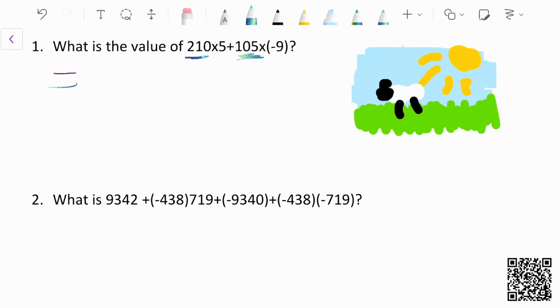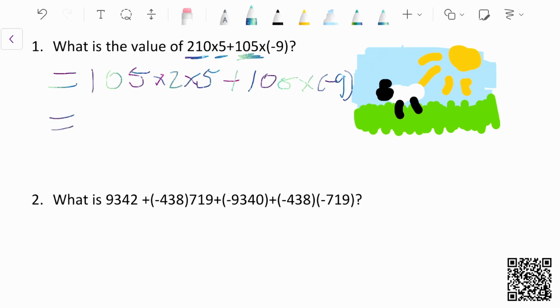So instead of just writing 210, you could write 105 times 2 times 5, because there's a 5 here, plus 105 times negative 9. So now I've got this equation. And since multiplication is both commutative and associative, you could do this part first, put it in parentheses, and it would be 105 times 10 plus 105 times negative 9.